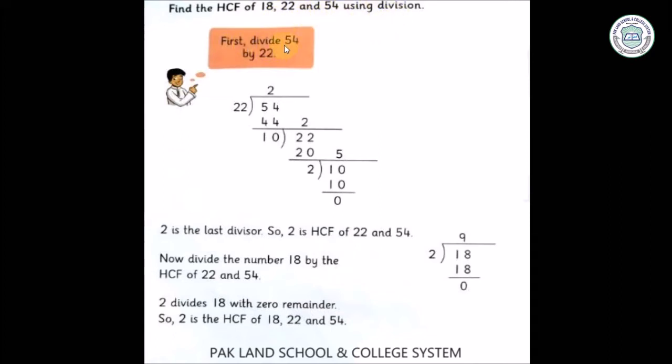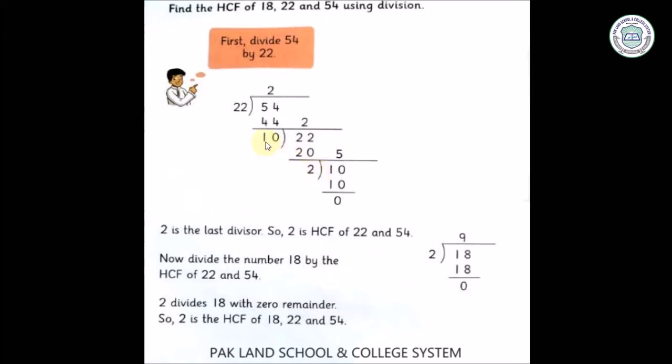First, we divide 54 by 22. 22 2s are 44. We subtract 44 from 54, we get 10. Now 10 is smaller than 22, we take 22 as a dividend and 10 as a divisor. 10 2s are 20. We subtract 20 from 22, give us 2.